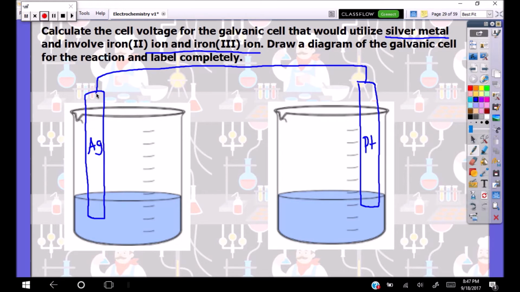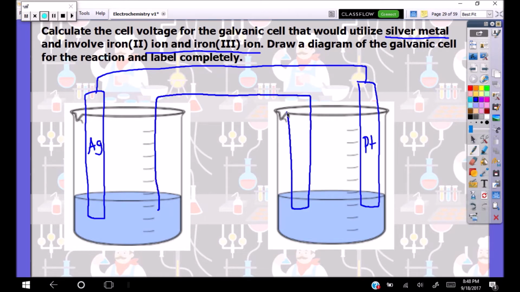So as it stands, the flow of electrons can only go from anode to cathode, but there's no way for them to make it back, and the balance of the solution would not remain neutral. So we need to add our salt bridge. Okay. So the salt bridge would look something like this.